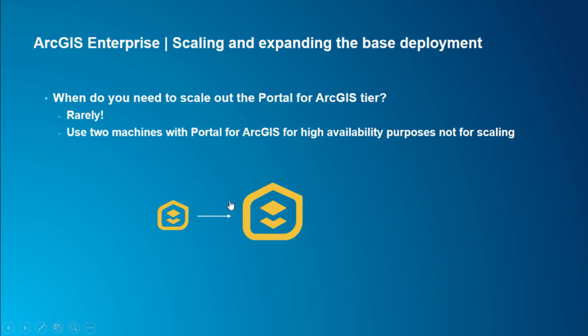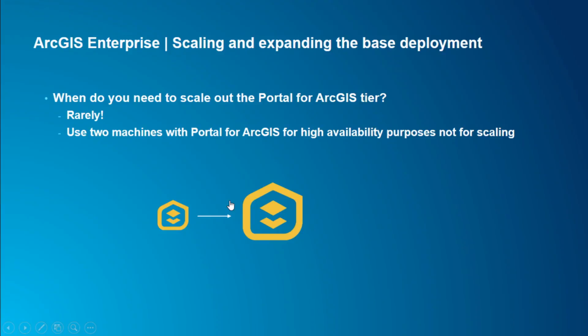So once we have the base deployment in place, when do I need to scale out those individual tiers, the portal tier, the server tier, the data store tier? So let's take those one at a time. The portal tier is fairly simple. You very rarely have to scale it out. Portal is not very CPU intensive. It uses a fair amount of memory depending on your usage patterns, the amount of users and so forth, but that's really about it. It's not a super heavyweight component.